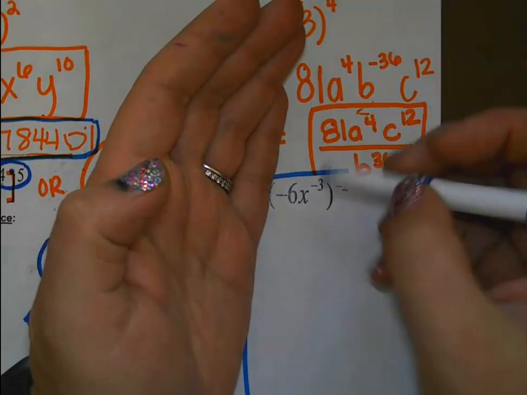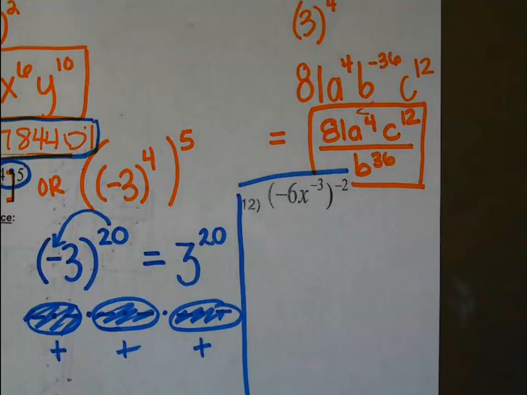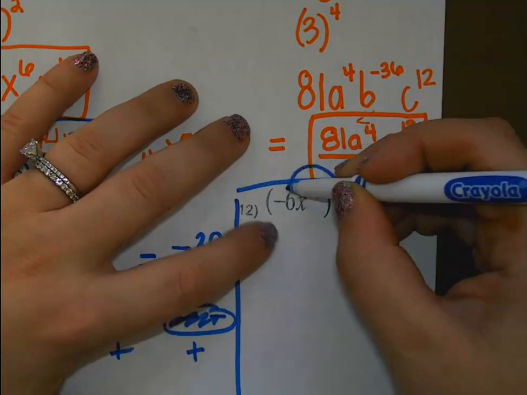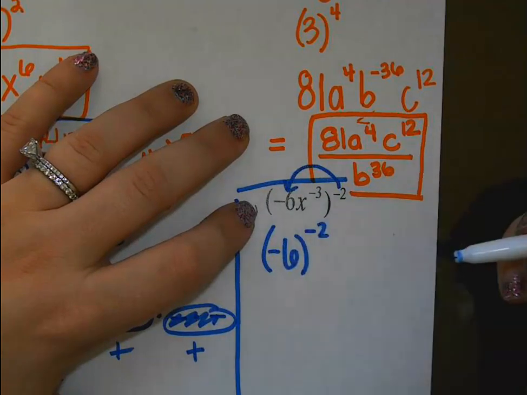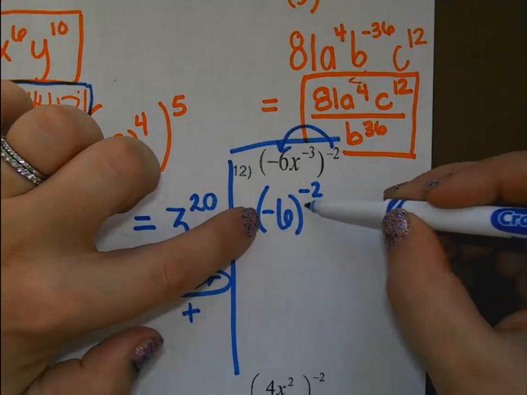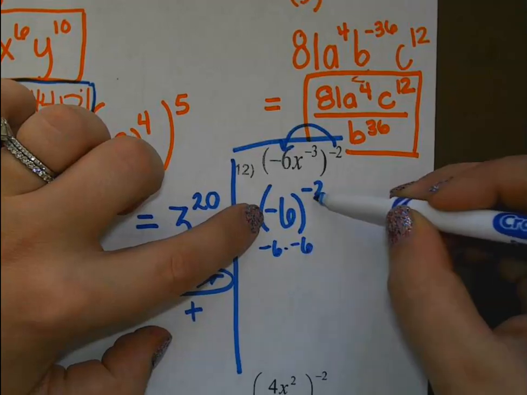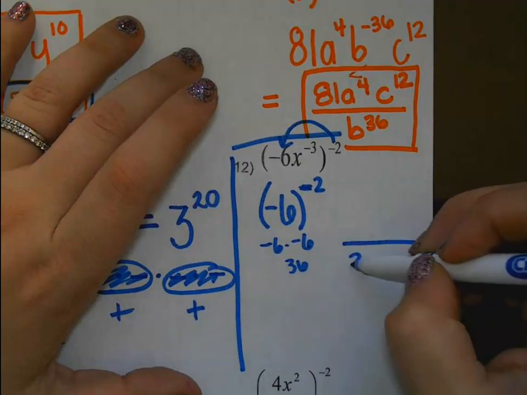So if we wanted to, since this has a negative exponent, we can move this to the denominator. I always use that rule last. If something has a negative exponent, I move it at the end. So how I'm going to start this problem is I'm going to go ahead and distribute this exponent. So I'm going to do -6 to the -2nd power. And so -6 to the -2nd power, so that's -6 times -6 is 36. But because it has a negative exponent, it moves to the denominator.